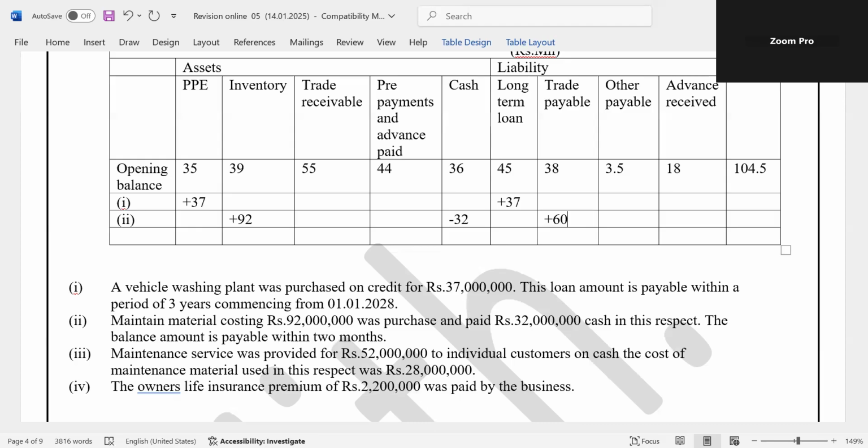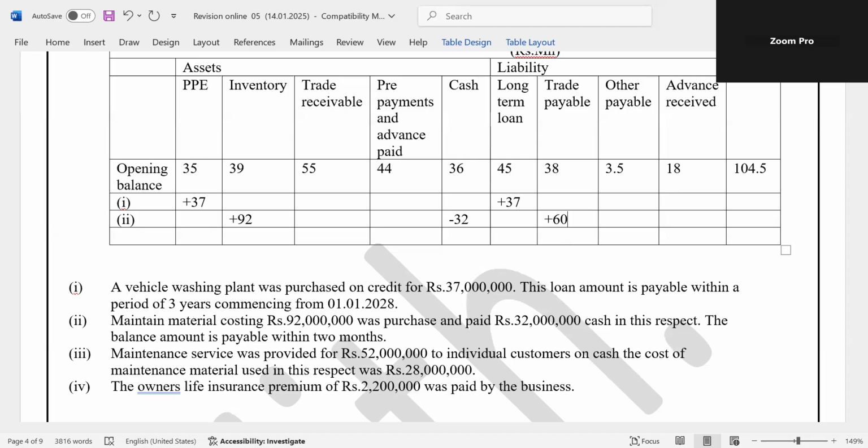Think of the third transaction. Maintenance service was provided for 52 million to an institutional customer on cash, and the cost of maintenance material used in this respect was 28 million. It is called cash sales. It is like 28 million worth of goods was sold for 52 million on cash.